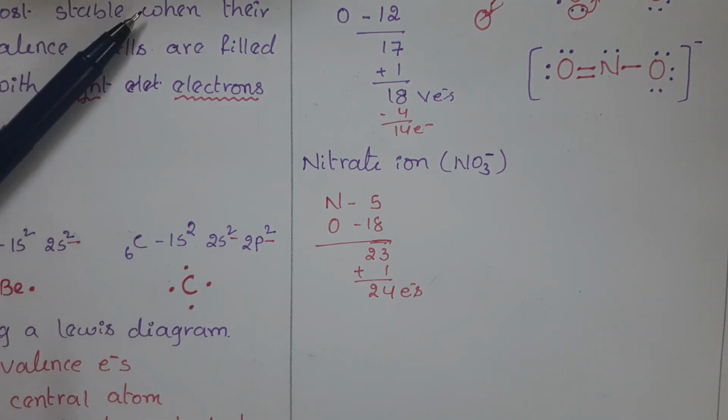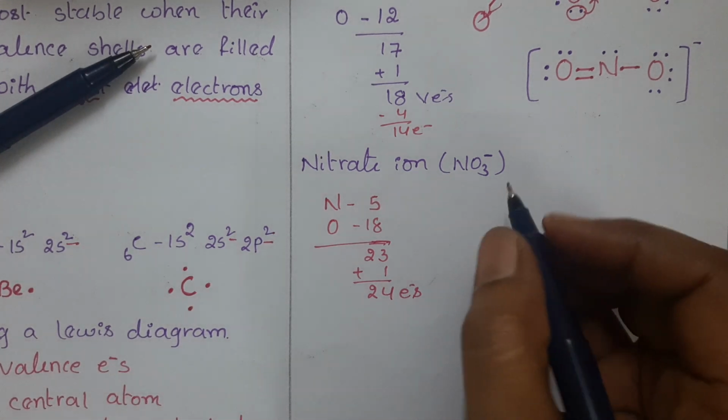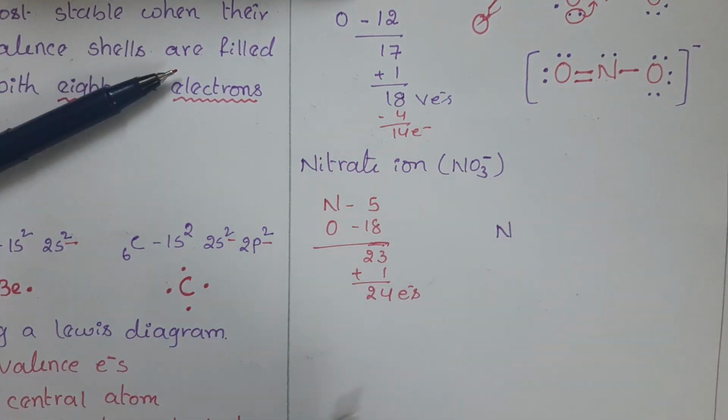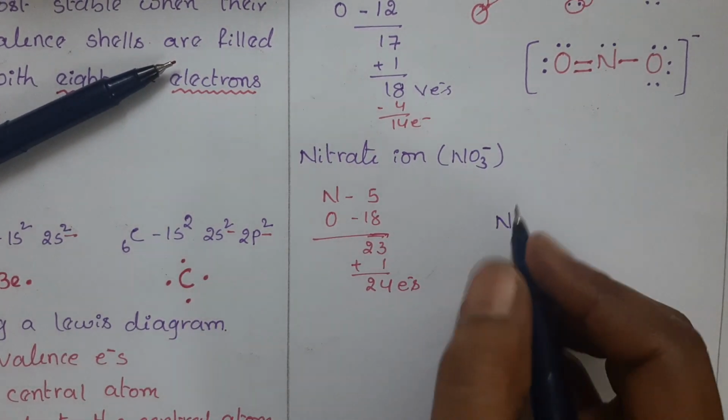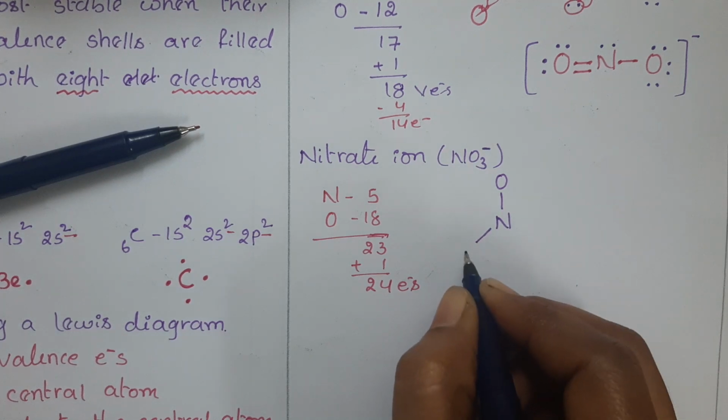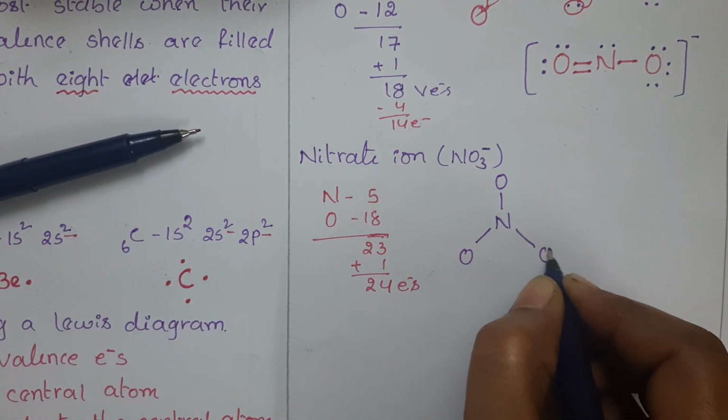Now, what is the second step? The second step is determining the central atom. So in this nitrate ion, the central atom is nitrogen. Next, draw single bonds around the central atom: single bond to oxygen, and also single bond to oxygen, and also single bond to oxygen.